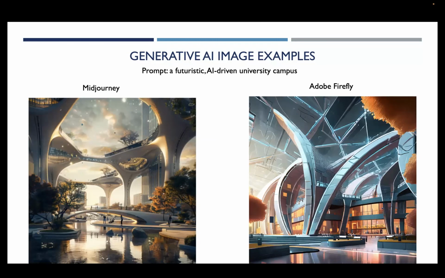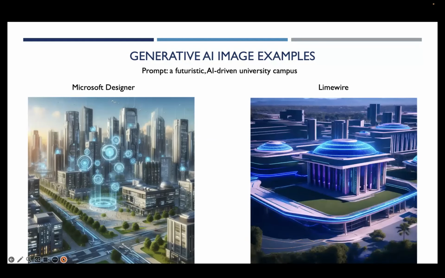So you can see I created an image, but it's more cartoony, a little less lifelike. Microsoft Designer did a pretty cool job as well. That looks like a pretty neat campus. And then LimeWire is on the right. So you can see each of them, you know, similar, but they all have very different ideas of what an AI-driven university campus would look like. So I wanted to show you just as an example of the different models and options.